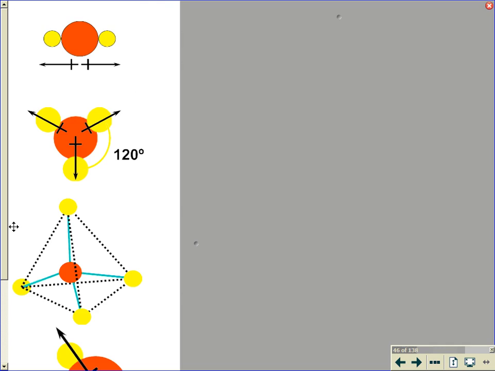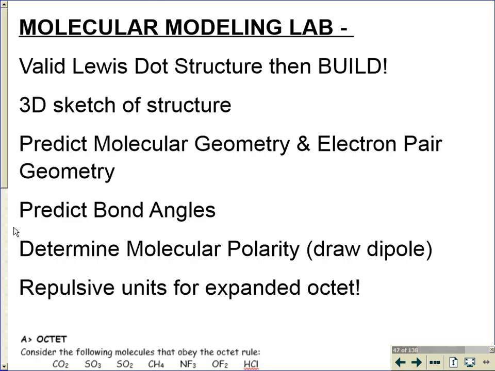So on our structure building today, first, you have to have a valid legal structure. Then you build it. I'm going to come around and check your build. It's going to take me a while. There's a lot of use of maybe 3 to 4 builds at a time. And then once you start running out of molecules, you can deconstruct. But I want to make sure you have predicted the correct molecular and electron pair geometry, and then you can predict the right bond angles, and you can determine the polarity. So you'll do this for each structure.